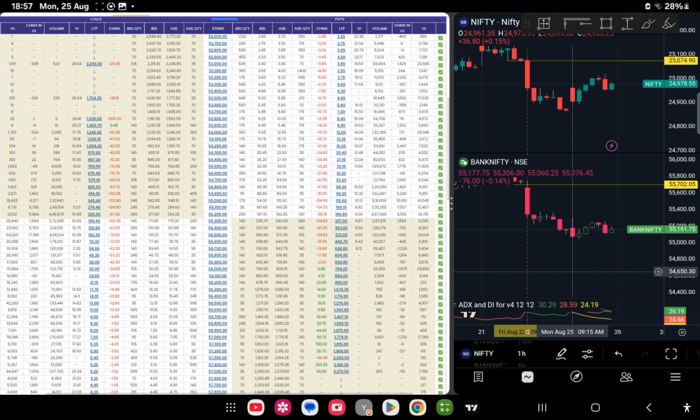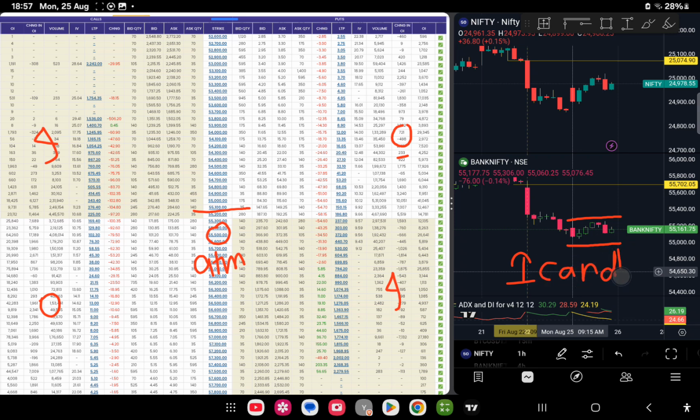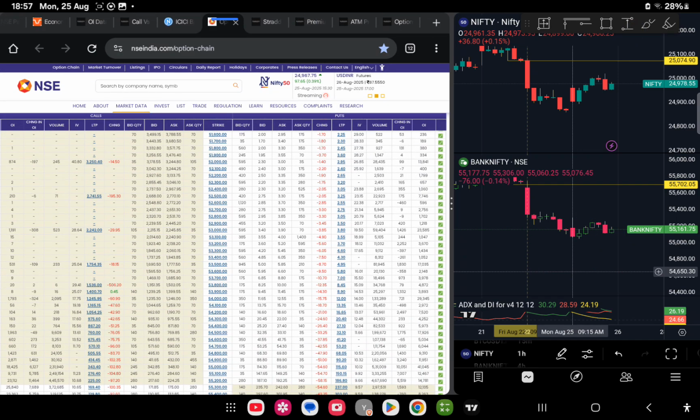There you go, this is 55,000. This is our open ATM, and this is OTM and ITM. So for Bank Nifty, you could see the price action is called an inside candle. That's why you could see the max loss is also small and the max profit is also comparatively small. As usual, OTM is having the positive decay. Now let's move on to the premium.